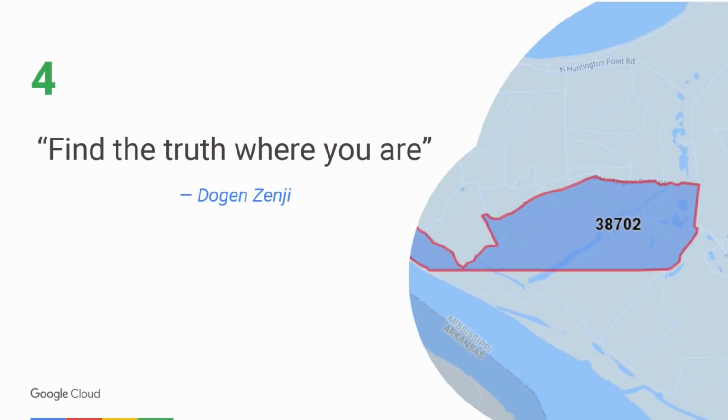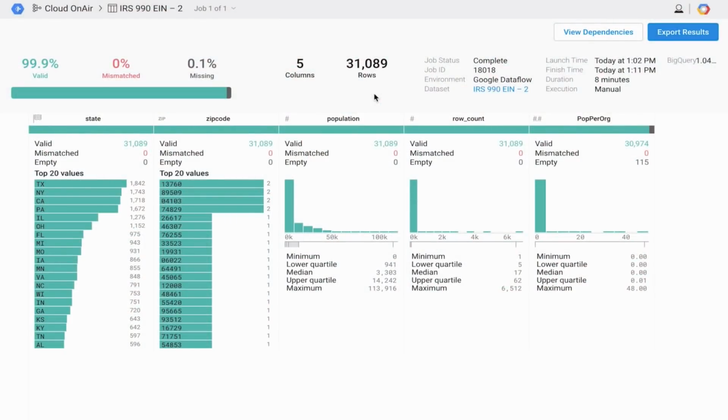Principle 4 is about finding the truth where you are. This example is the tax data I described earlier. What you see here is the job results page. Earlier within data prep, I showed you histograms per column of sample data. After you apply transformations on a full data set, data prep then gives you the profile of that full data set. It's collecting the profile during the job that creates the full data set.